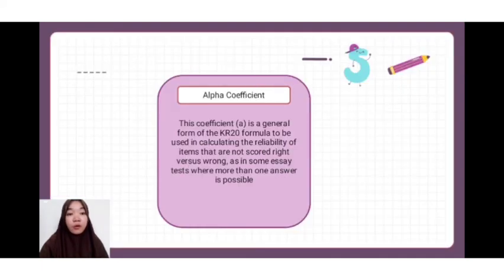Next, about the alpha coefficient. Another check on the internal consistency of an instrument is to calculate an alpha coefficient, frequently called Cronbach alpha after the man who developed it. This coefficient is a general form of the KR20 formula to be used in calculating the reliability of items that are not scored right versus wrong, as in some essay tests where more than one answer is possible.